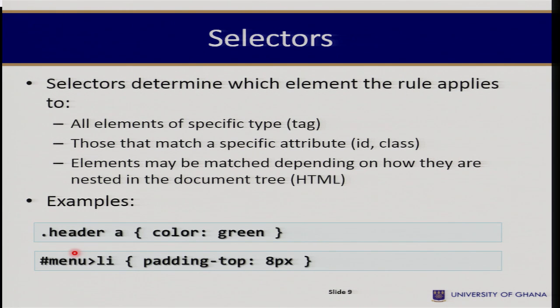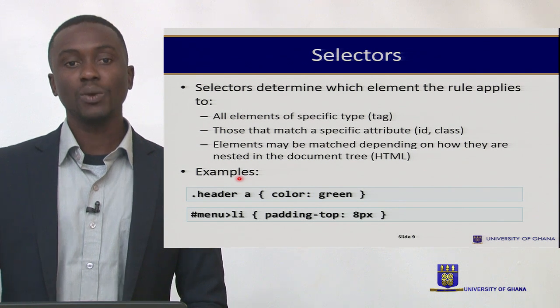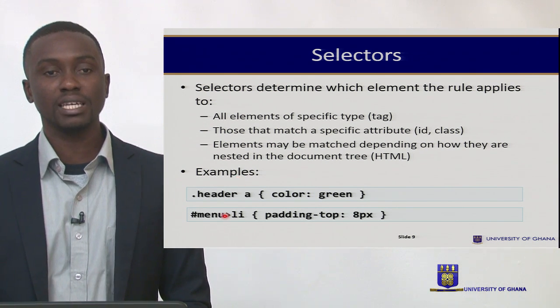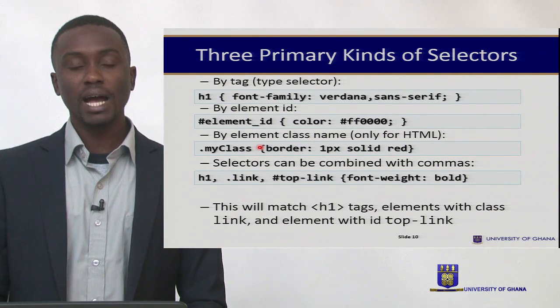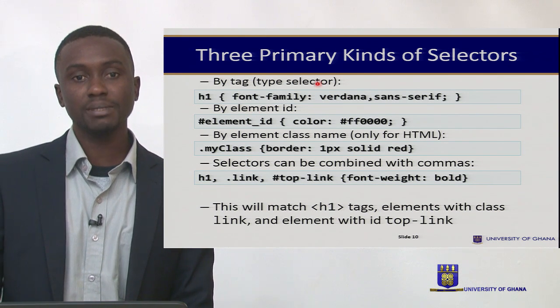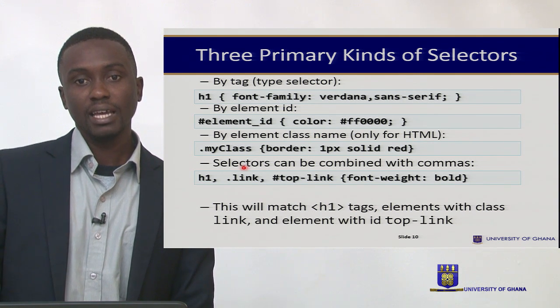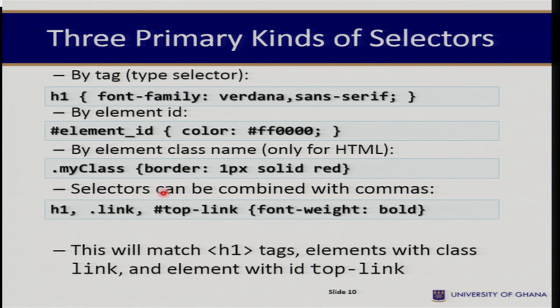Now there are three main types of selectors. We have the one based on class, based on attributes, and then the tag itself. As I mentioned in the previous slide, we have three primary kinds of selectors. We have by tag, which is the type selector. We have by element class name, that's only for HTML. And then we have the ID selector, which we precede with the pound sign, and the class, which we precede with a dot.